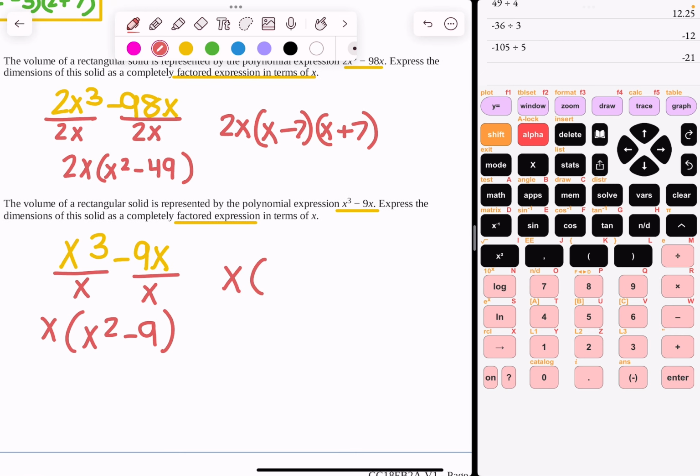Now I will separate that into 2 parentheses. I'll be left with x and x. The square root of 9 is 3. 3 and 3. That will give me a minus and a plus.